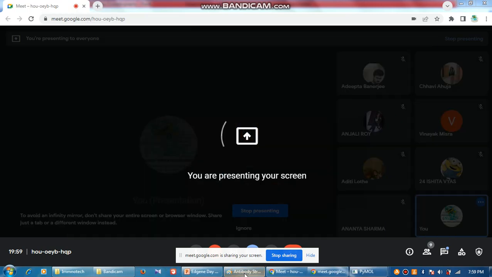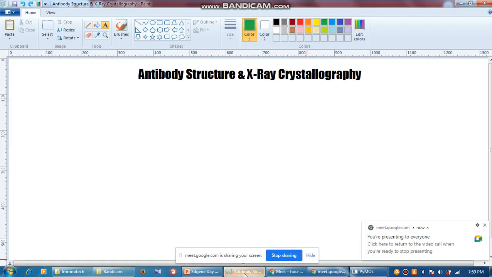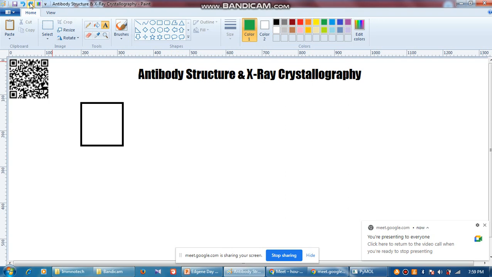Okay, so today's discussion is on antibody structure and X-ray crystallography. We would like to have a discussion on this. Antibodies, as we already know, have a higher order of structure, or quaternary structure. Now, what exactly is a quaternary structure?